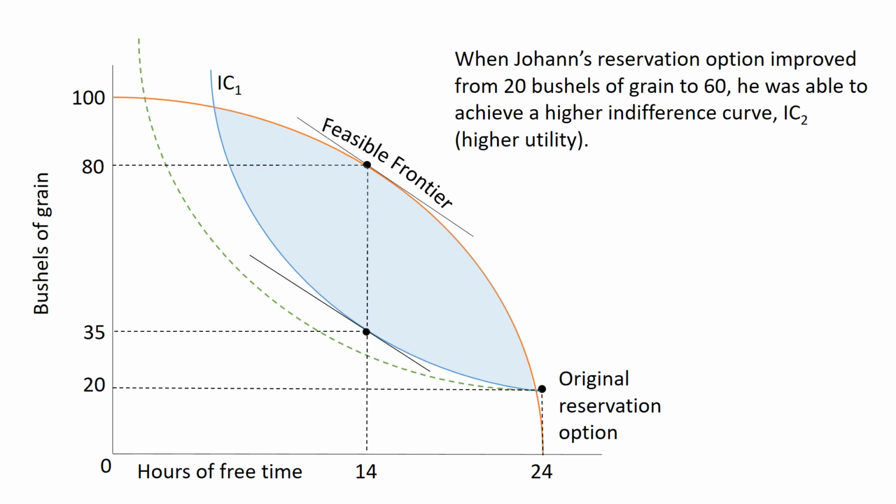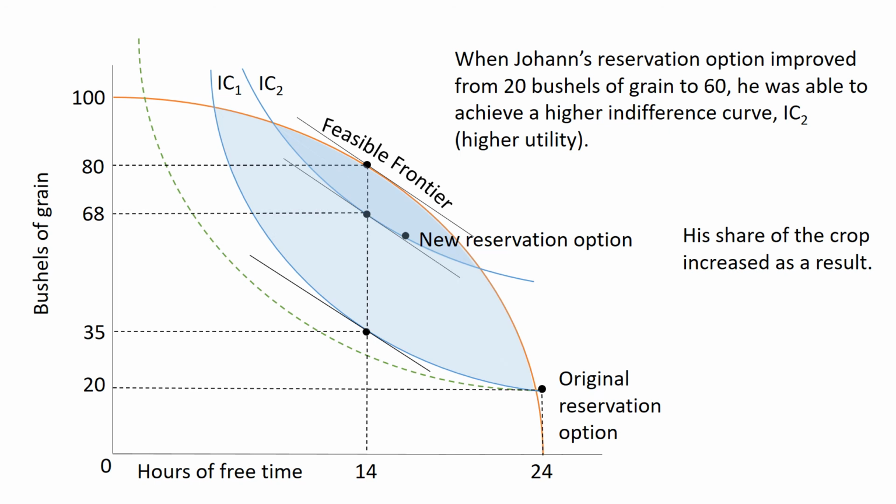To summarize, when Johann's reservation option improved from 20 bushels of grain to 60, he was able to achieve a higher indifference curve, IC2, reflecting a higher level of utility. His share of the crop increased as a result from 35 bushels to 68 bushels out of a total of 80 bushels. Having a better reservation option meant that Johann got a better deal when he came to negotiate with Oscar. Historically, labor legislation and other institutions that improve workers' reservation options often give them greater bargaining power and, as a result, a larger share of the economic surplus.